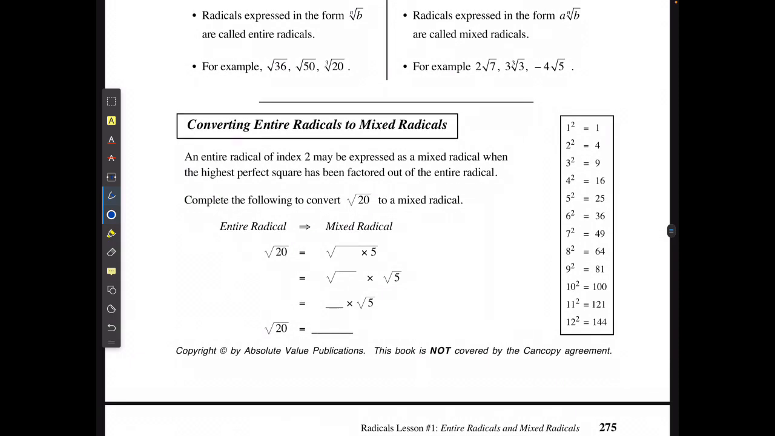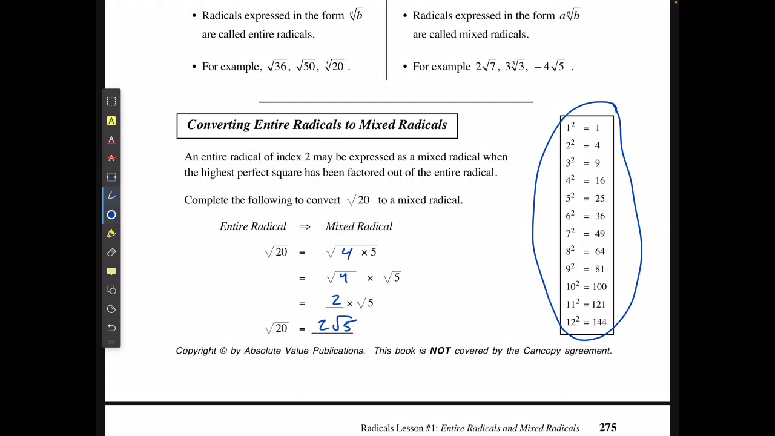If I'm converting from entire radicals to mixed radicals, there's two ways you can do this. One is if you know what all the perfect squares are, you can factor out the largest perfect square that can get divided out of here. 20 is only divisible by the perfect square of 4. So I'd say that's the square root of 4 times the square root of 5, or 2 times the square root of 5. This would be the same as 2 root 5.